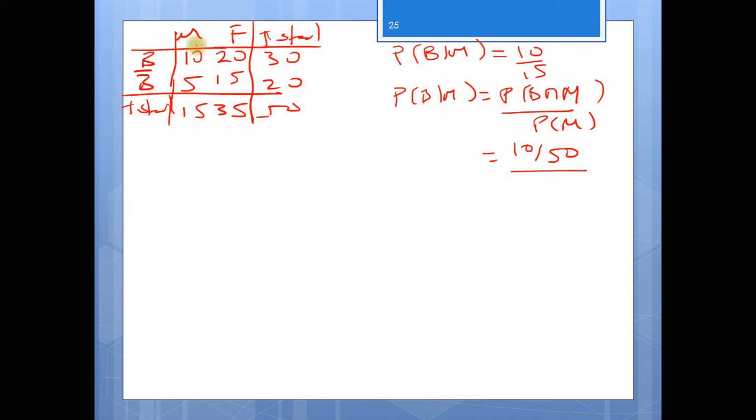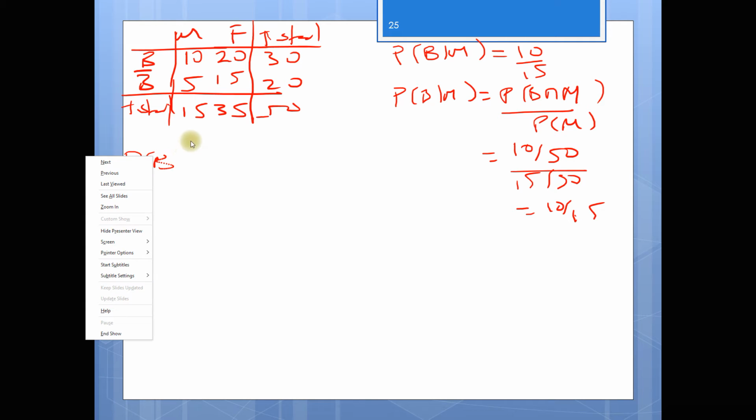Probability of M, how many males did you have? 15 out of 50. Which is equal to 10 out of 15. Same thing as above, okay? Which is 2/3. But I will show you now another way of evaluating this probability, which is going to be based on the conditional probability. Another way, let me just show you that.